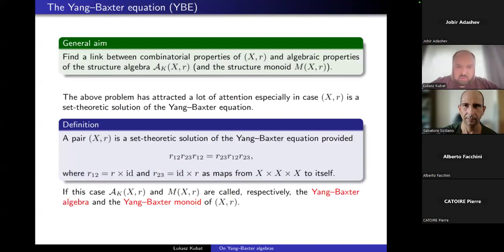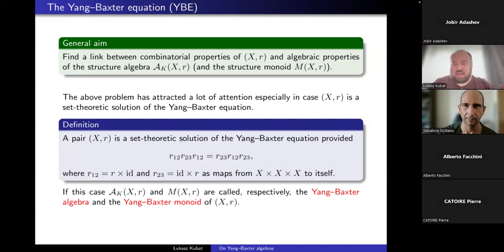So before I give you a definition of what a solution of Yang-Baxter is, I can state a general aim, which can be read as follows. Having a map R on a set X, we can try to find a link between combinatorial properties of our map R and algebraic properties of related structures associated to our map R.